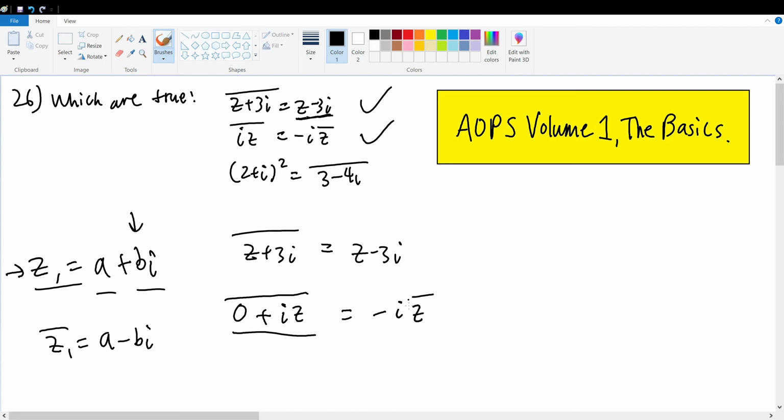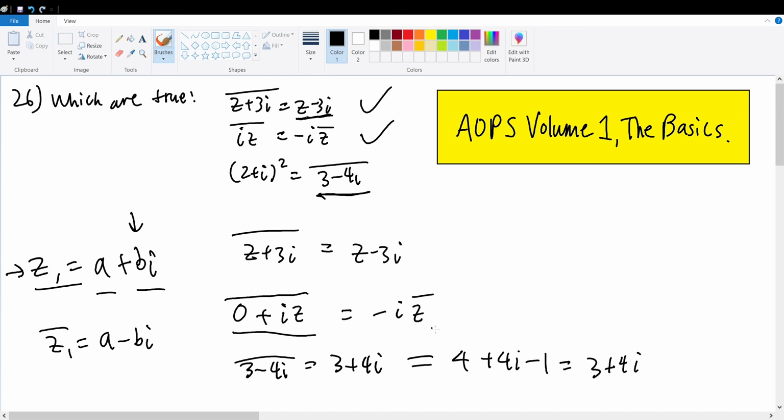And what about the third and final expression? Well, to find it out, we can first evaluate this conjugate on the right-hand side. 3 minus 4i's conjugate is equal to 3 plus 4i. And what about 2 plus i squared? 2 plus i squared is equal to 4 plus 4i minus 1, which is equal to 3 plus 4i as well. We see here that the two expressions are congruent, therefore the third expression checks out as well, meaning that all three expressions are true.